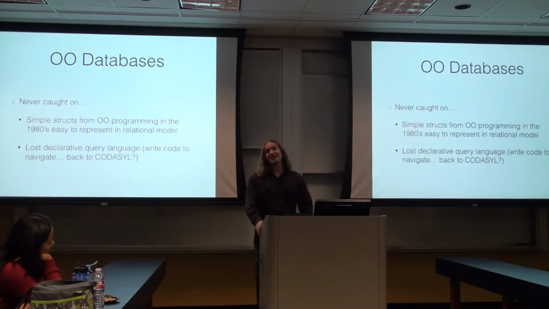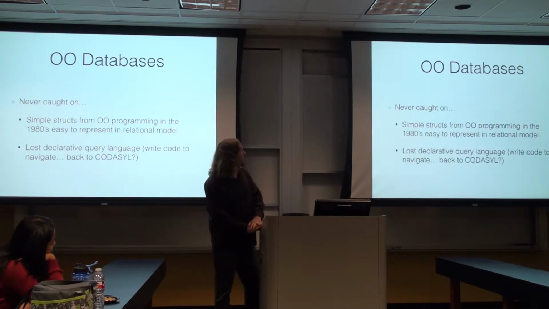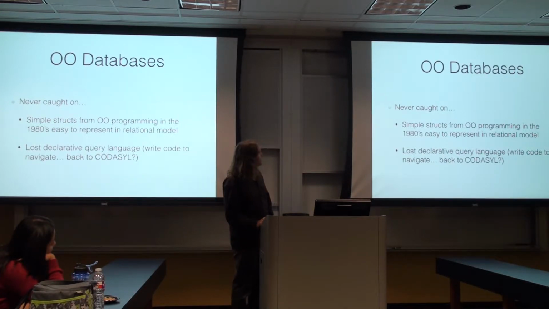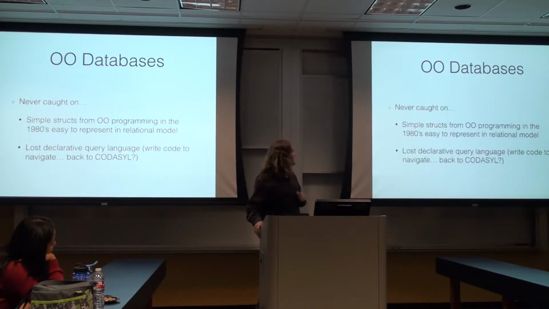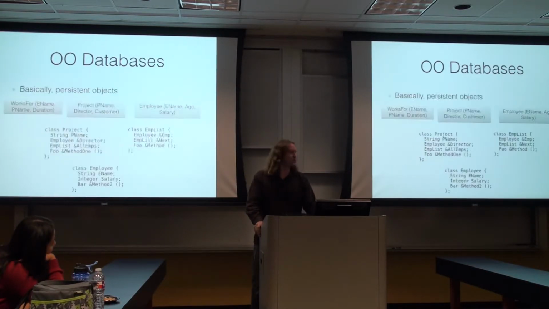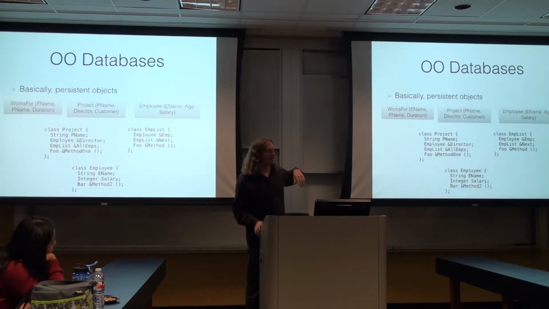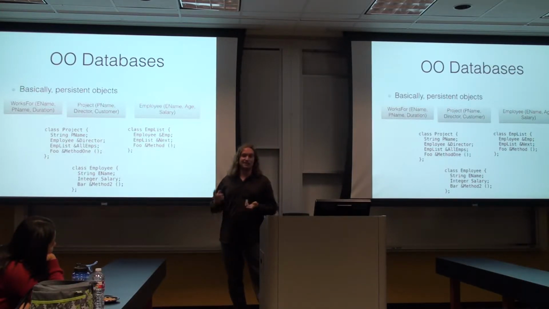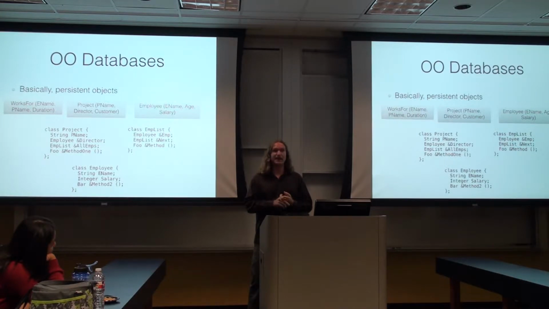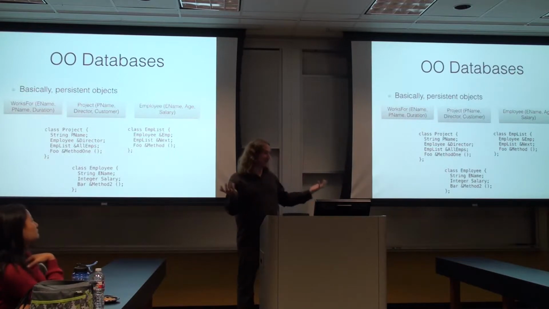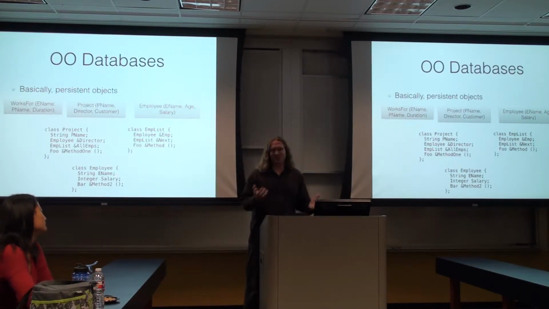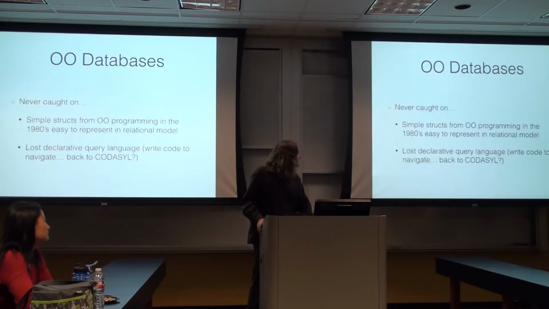And this actually never caught on. I think there are two reasons for this. Number one, the simple structures from OO programming available in the 1980s were easy to represent in the relational model. People essentially had ideas like this, and these look a lot like records. So people asked, what am I getting from this that I'm not getting from a relational system? Modern OO languages have support for generics, or templates. Those ideas were around in the 80s, but they were not widely known. So it wasn't clear what you got from an OO database.